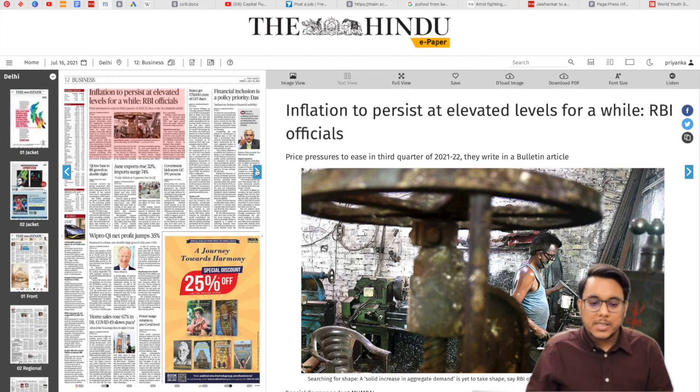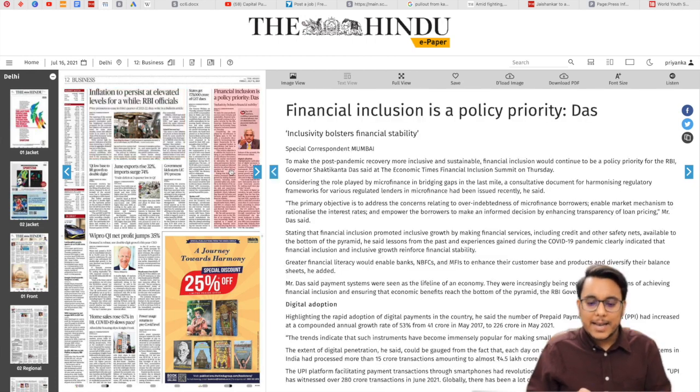Then we come to the business page. Here guys, we can see that the inflation will be persisting for a considerable time. We will already be covering it. Then guys, the financial inclusion, it is a policy prerogative. We will see what this is all talking about. So these are all the important articles for today's newspaper that we will be taking up. So guys, that is all. And now let's take the newspaper analysis in detail.